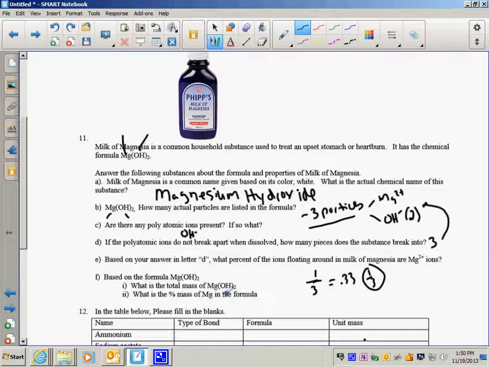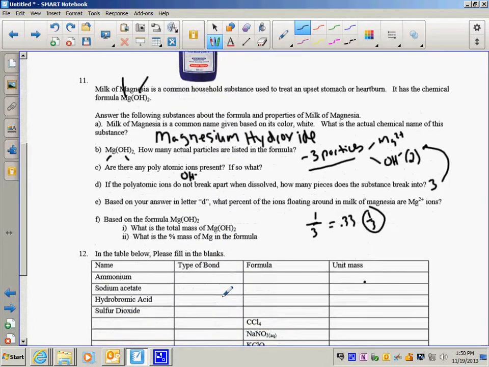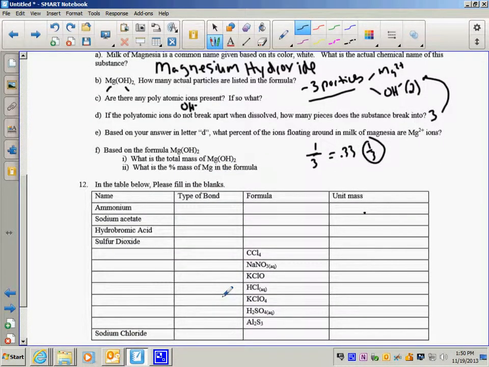Based on the formula of magnesium hydroxide, what is the total mass of magnesium hydroxide? All right, let's do that right here. Magnesium hydroxide is Mg(OH)2, and there's 2 of them, so we're getting the mass of the magnesium. Magnesium has a mass of 24.3.